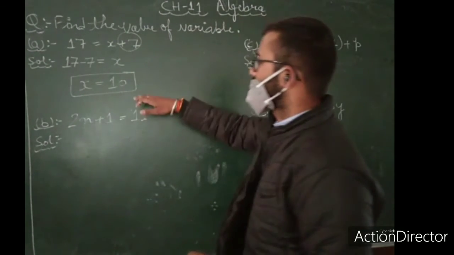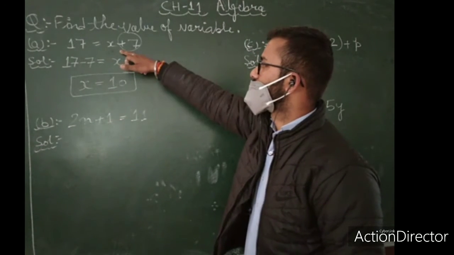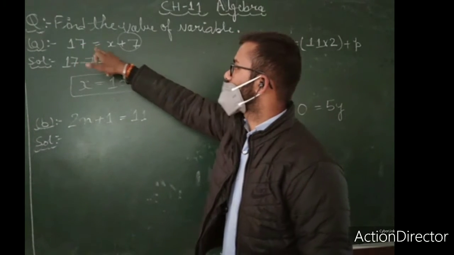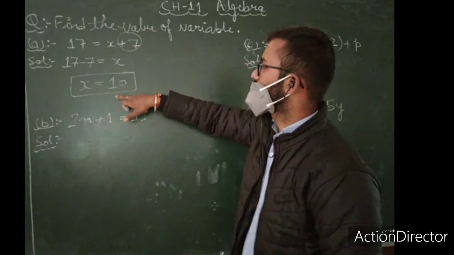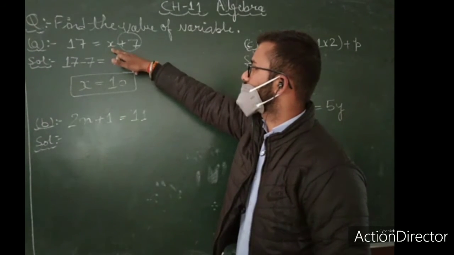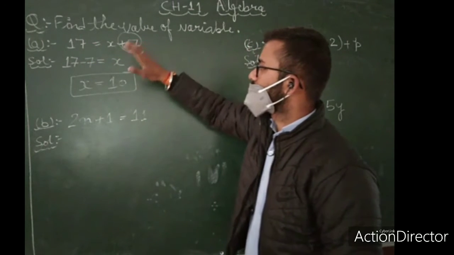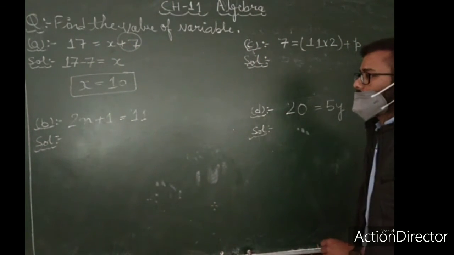We also check our answer by putting the value of x in this equation. If we get the left hand side equal to the right hand side, then we have the correct answer. When we put the value of x, 10, here, then 10 plus 7 equal to 17, and 17 equal to 17. So we get the correct value of the variable, x equal to 10.